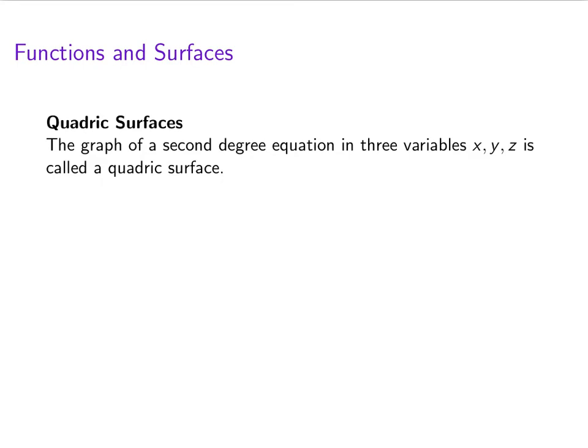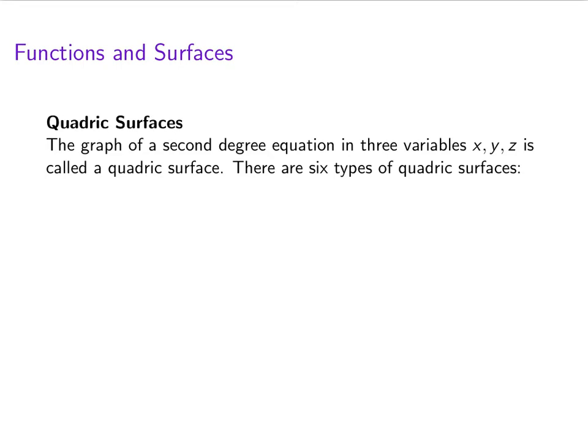Hello, calculus fans. We're going to talk about quadric surfaces. The graph of a second-degree equation in three variables is called a quadric surface. This is going to be an analog to conic sections. In two-dimensional space, you deal with things like parabolas, hyperbolas, ellipses. Now we're going to expand these to three-dimensional figures.